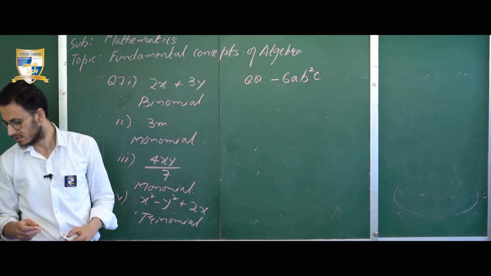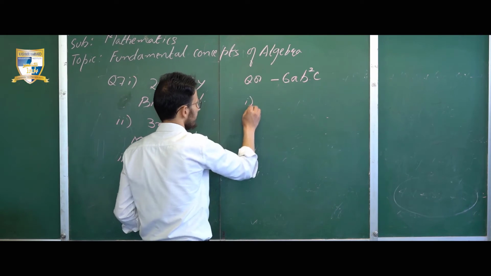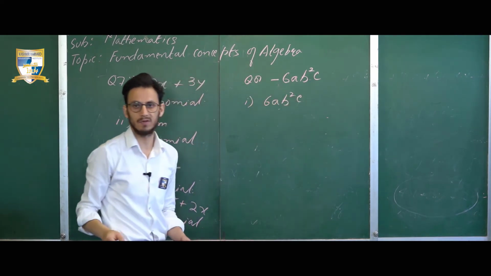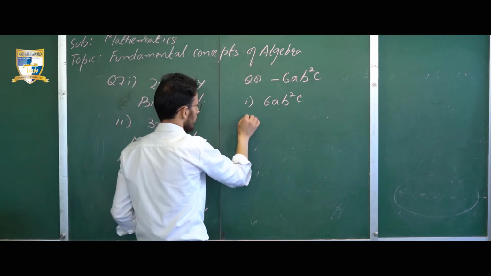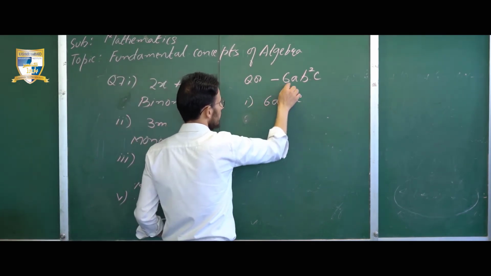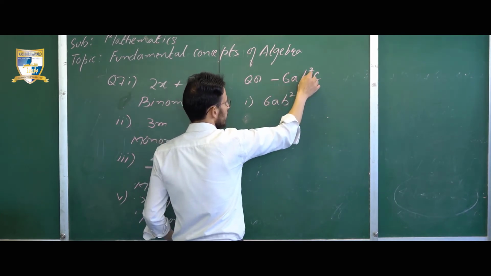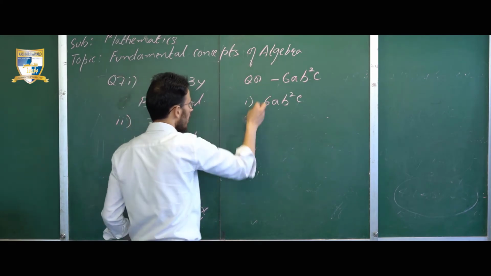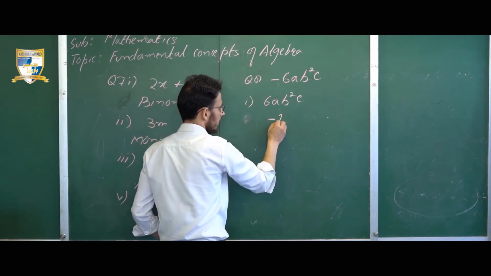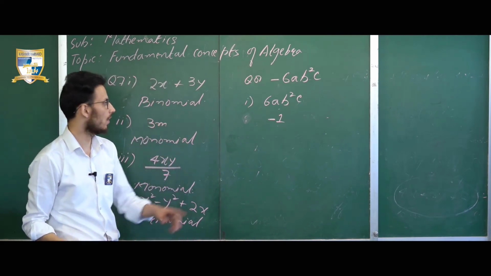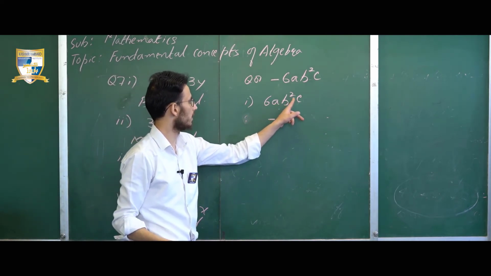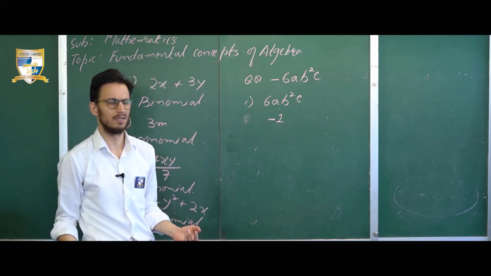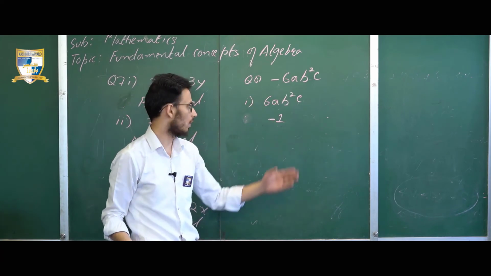So the first part is 6ab square c. We have to find out the coefficient of this term. So the answer is simply, because 6 is there, a is there, b square is there, c is there, all the factors are given here. But we have only minus, so we can write it minus 1. So the coefficient of 6ab square c, because when multiplied with any number, you will get the same result. So minus 1 is the coefficient of this term.